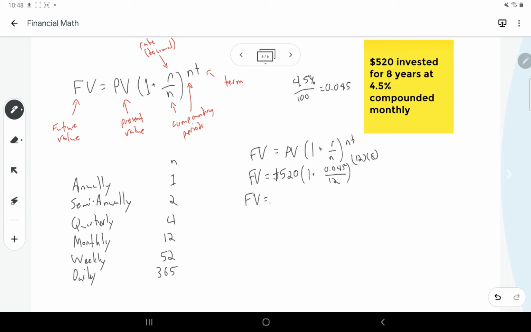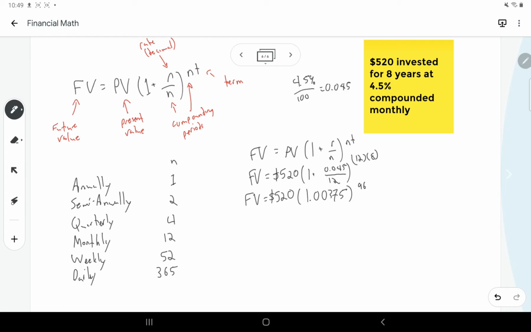So future value equals 520. I know this is multiplication, but brackets come first too, so we do everything in the brackets first. So we're going to take our 0.045 divided by 12. That gives us 0.00375, but we're going to just add the 1 real quick, so we get 1.00375. Usually this will be a small decimal, so adding 1 is a very simple step to take there. And that's to the power of 12 times 8. So 12 times 8 gives us 96.